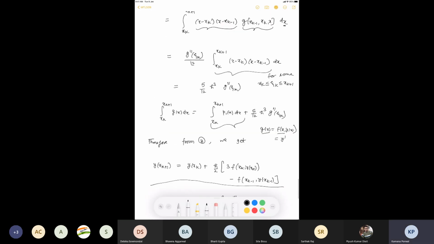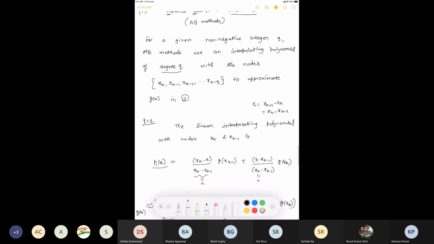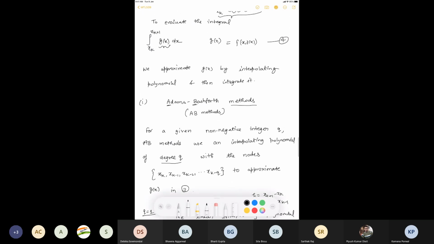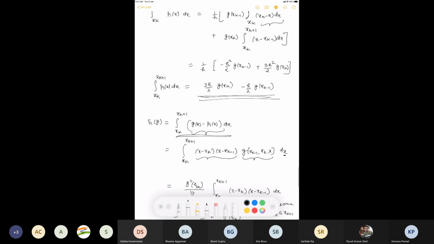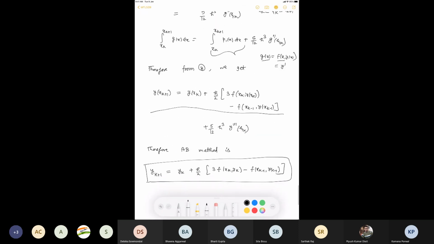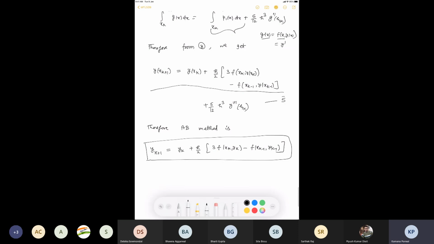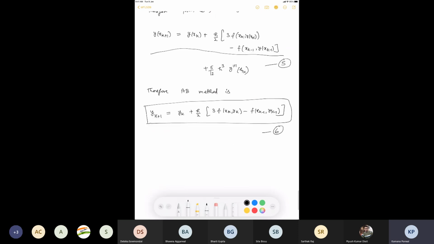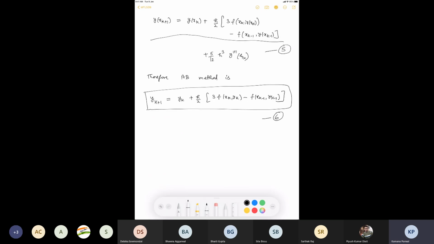So let's give it an equation number. Let's call this 5 and this 6. And what does k have to be here? Can you specify that k has to be greater than or equal to what? Note that you have a yk minus 1 as well here, right? So k has to be greater than or equal to 1 because you know the information from y0.